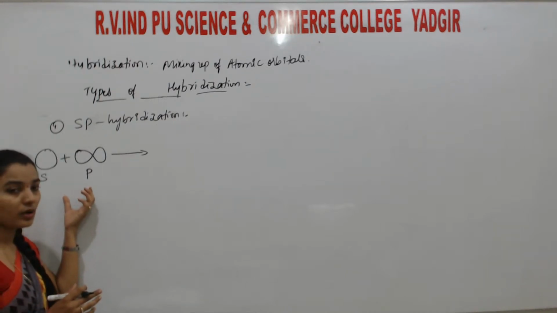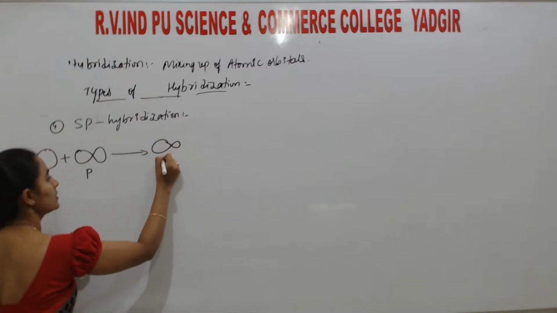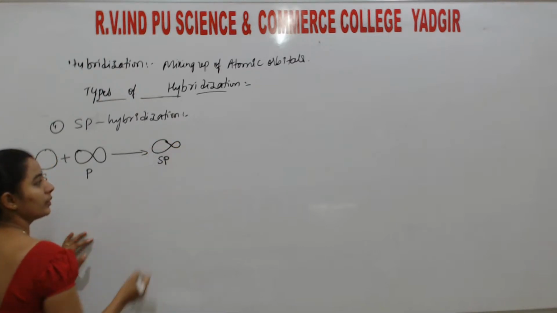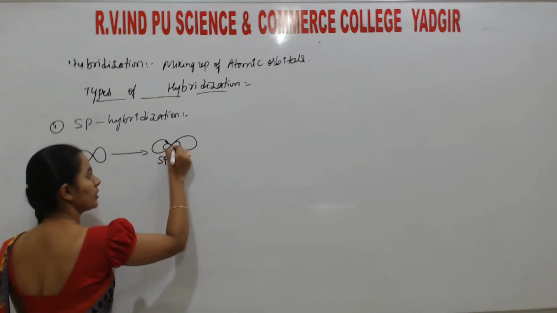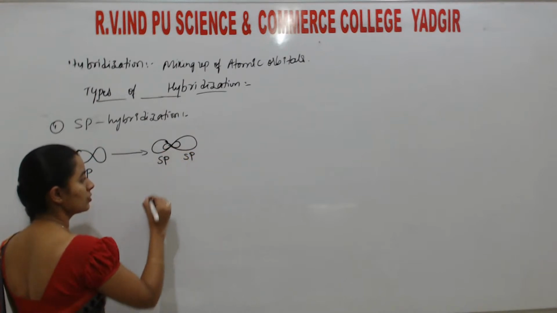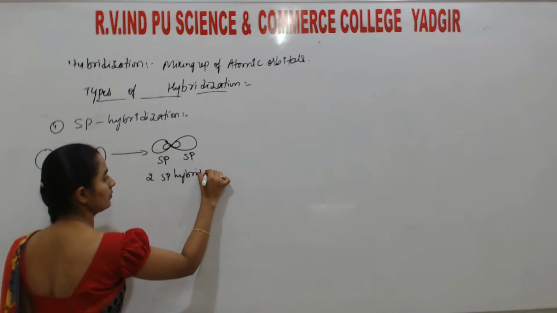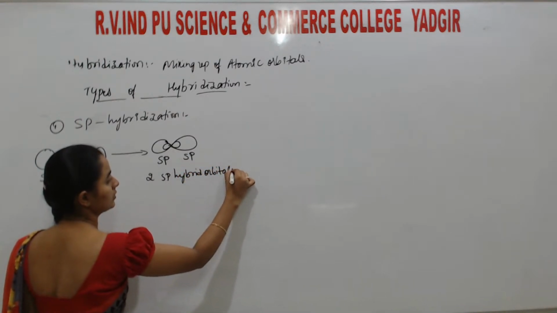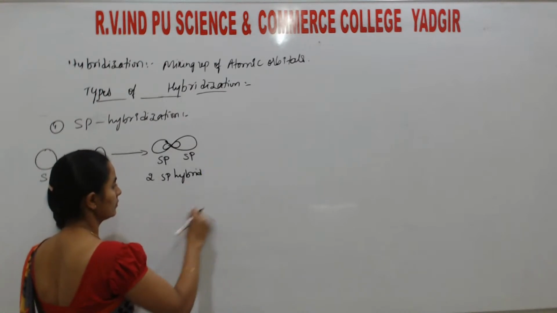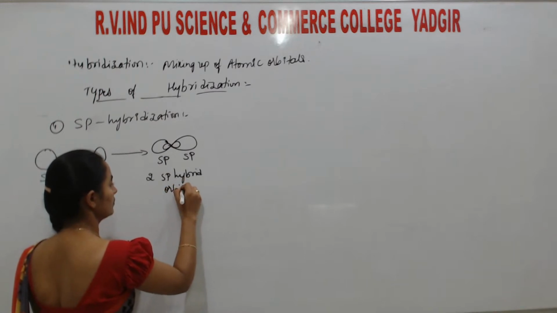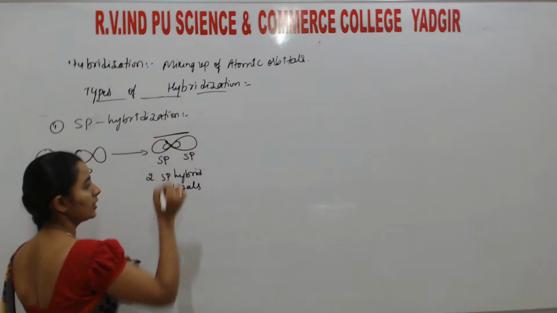Their two orbitals are going to mix up. Then of course two orbitals are going to be formed. One is sp orbital like this. Another one is sp orbital like this. So two sp hybrid orbitals. Okay, so students, what is the shape here? Of course, it is linear.